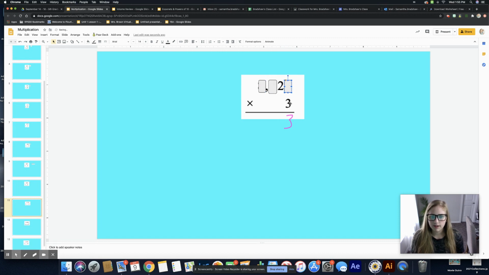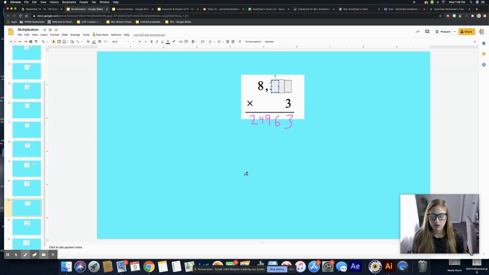Move this one over, I'm dealing with the next number. 3 times 2 is 6. I do not have to carry anything because it is a single number. Move that over. 3 times 3 is 9. And I'm going to move over my final box. 3 times 8.